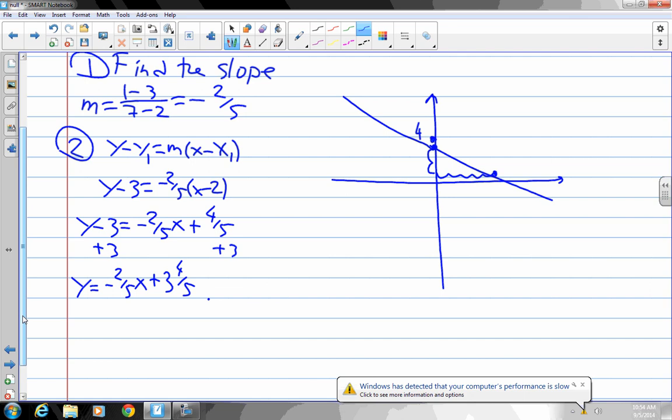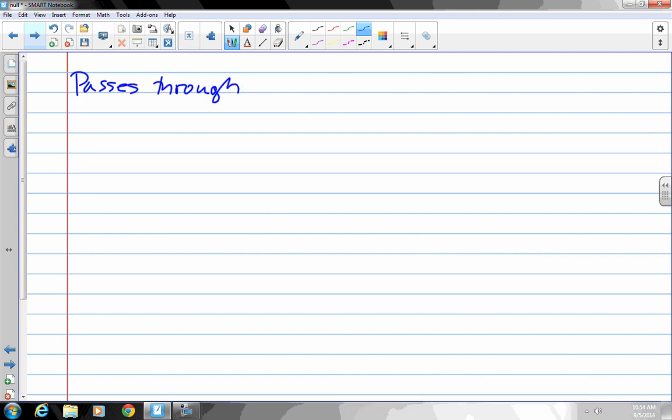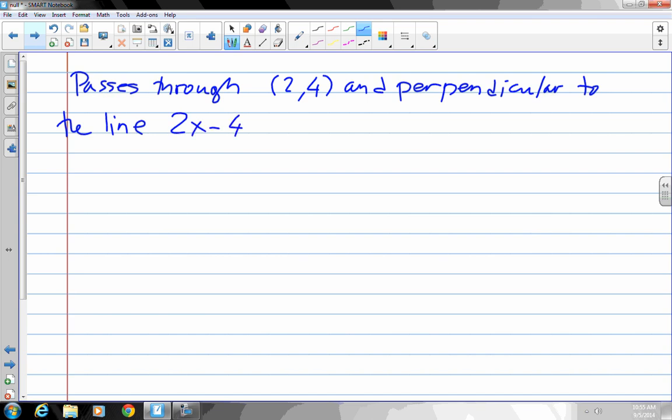Okay. Another example. Find the equation of a line that passes through the point (2, 4) and is perpendicular to the line 2x minus 4y plus 7 equals 0.